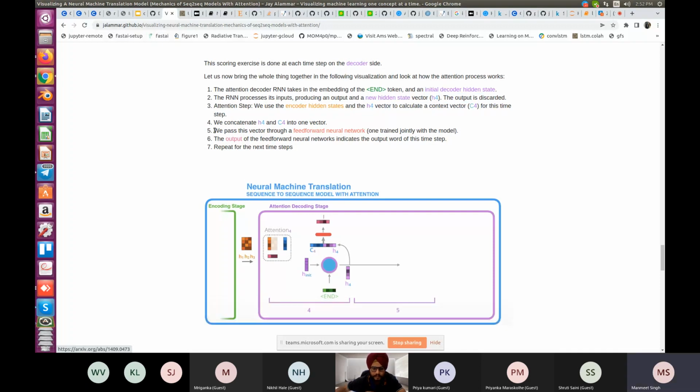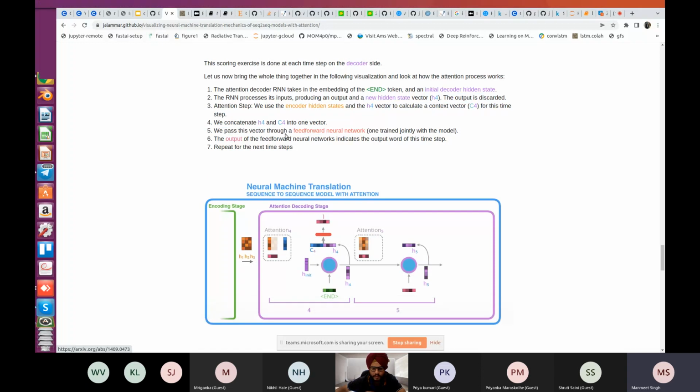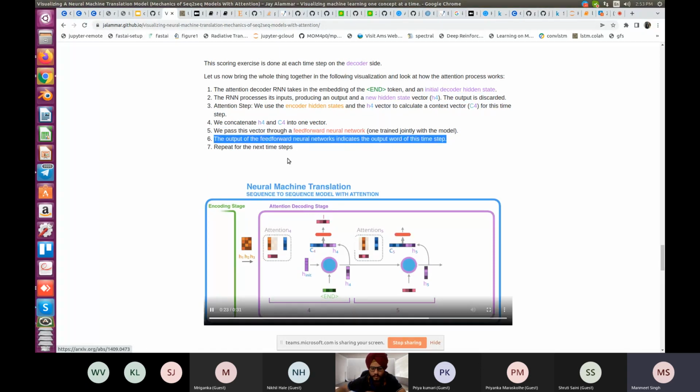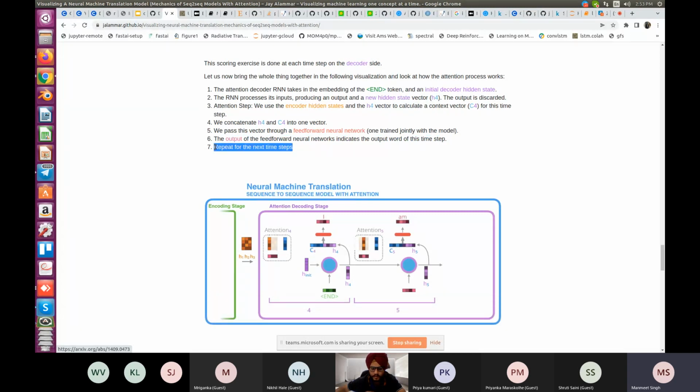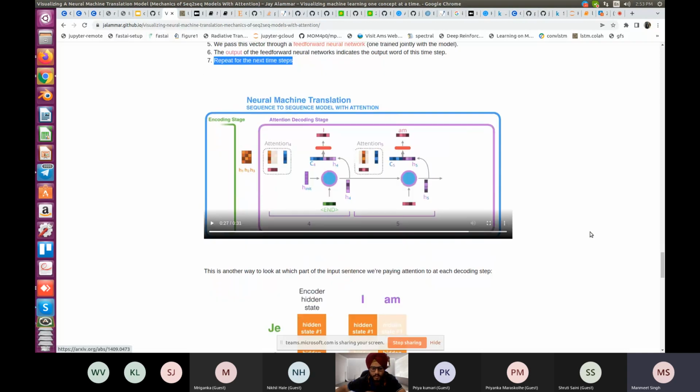Then we pass this vector through a feed forward neural network, and the output of the feed forward neural network indicates the output word of this time step. Then we repeat this for the next time steps. You can repeat this for further time steps to go forward in time.